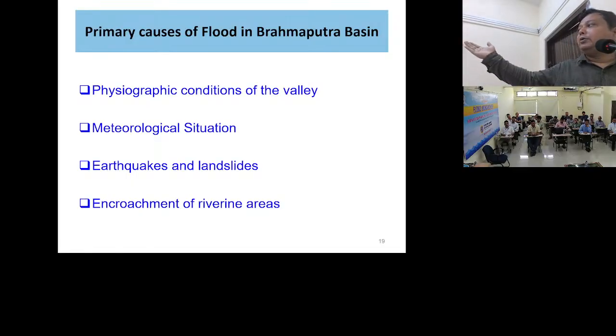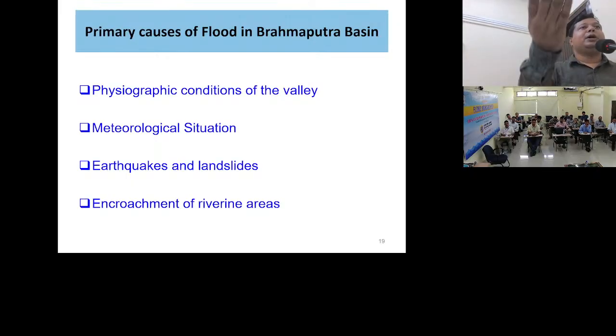Next is meteorological situations. We all know, Meghalaya people know very well, that Meghalaya is the state with the most rainfall. They have Cherrapunji, they have Mawsynram, and even Arunachal or other states have some of the places of highest rainfall. So our area is like that. Our meteorological situation is like that. And the third one is earthquake.